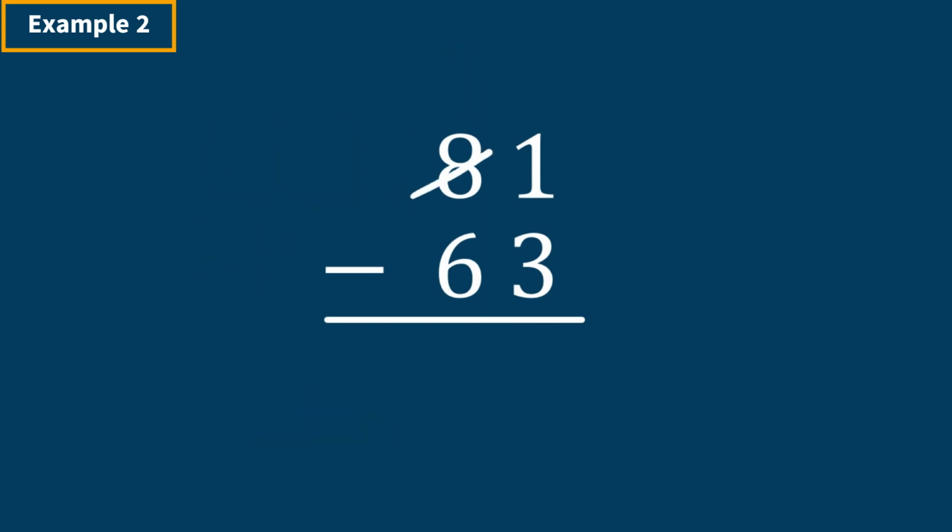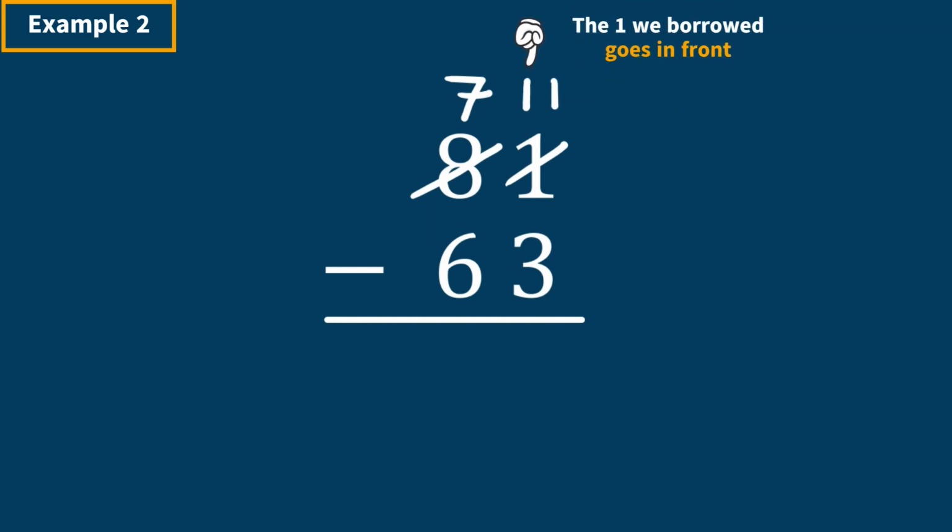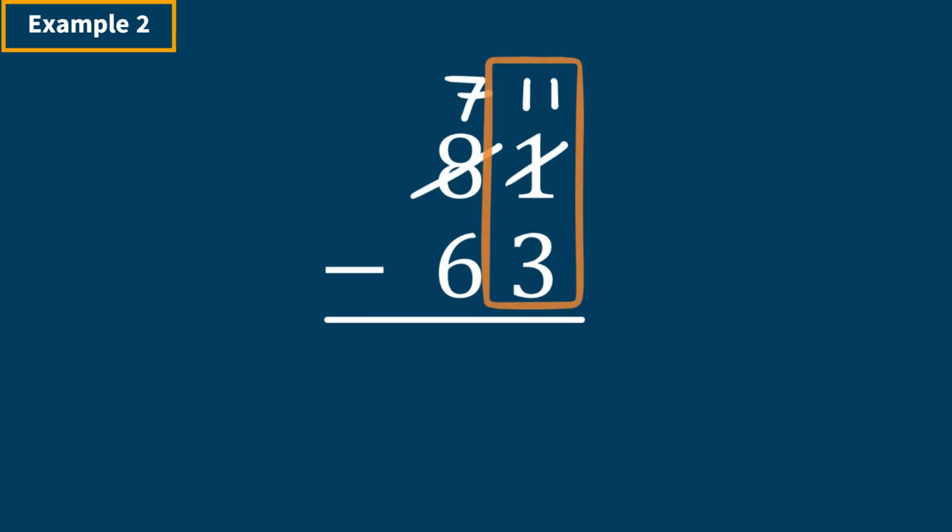However, all we do is we subtract 8 by 1, which is going to give us a 7. Now, that 1 that we subtracted, we're going to put that in front of the 1 here. So this number is going to cancel, and now that's going to become 11. Now let's look at the column again. We have 11 minus 3. That's going to give us 8.